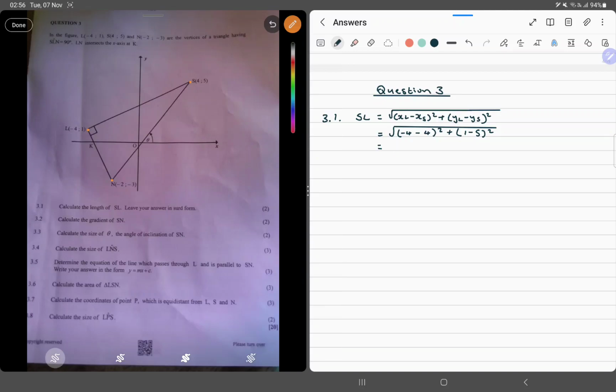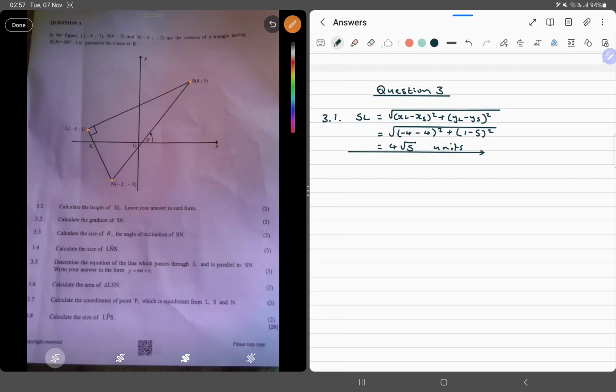Okay, what we have here is the square root of (-4 minus 4) all squared plus (1 minus 5) all squared. That gives us 4 root 5 units. Okay, so that's easy.